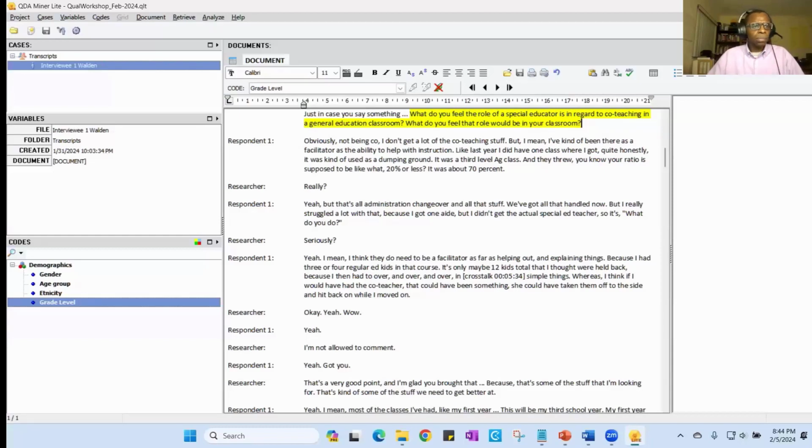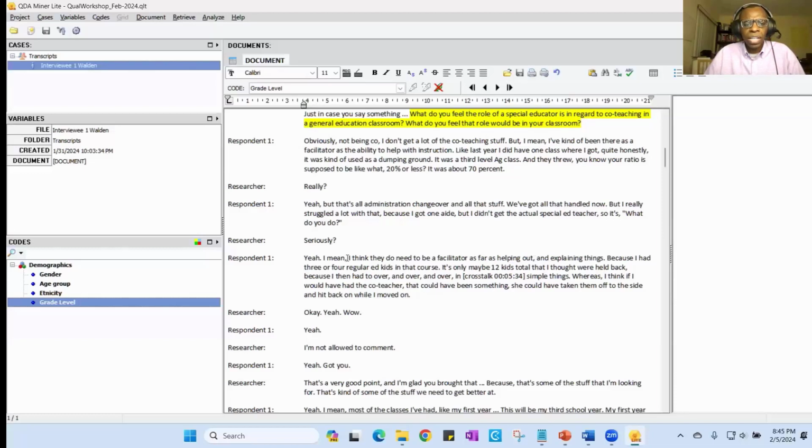All right, where's my mouse? Oh, here it is. Yeah, I mean, I think they need to be a facilitator. So how do you feel special educator, as far as helping out.